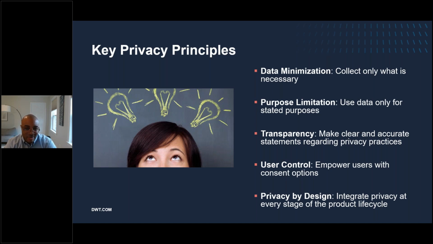The fourth is user control, so making sure that you actually give users very easy to find and use consent options, so they can opt out if they don't want to, say receive emails as an example under CAN-SPAM, or if they want to tweak their privacy settings, just to give them as many tools as possible to be able to tailor their experience.